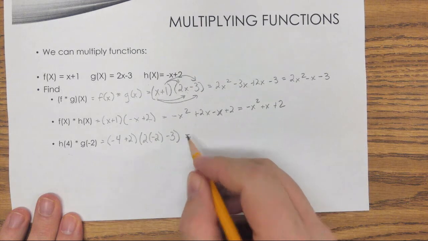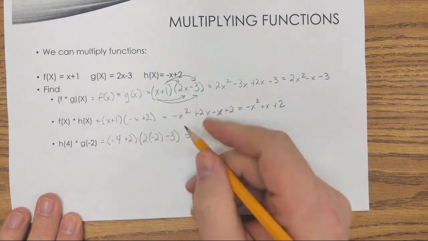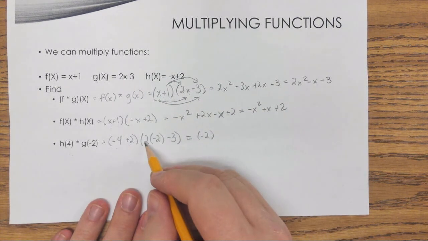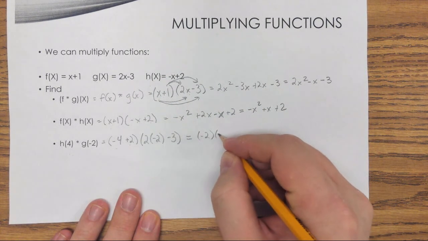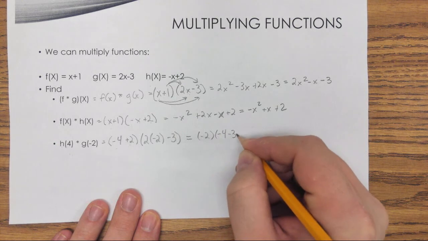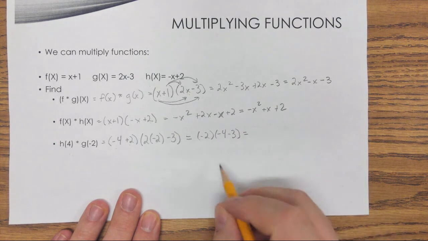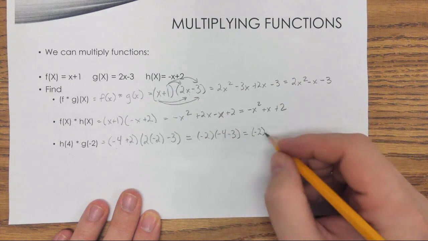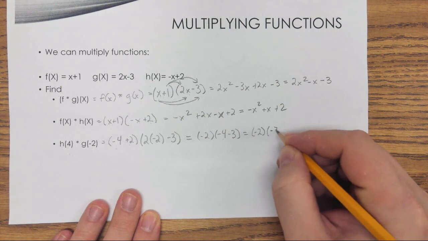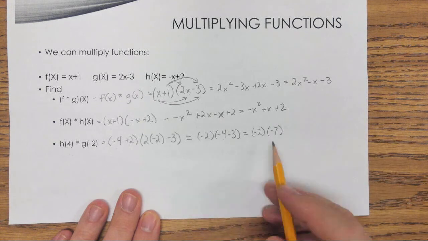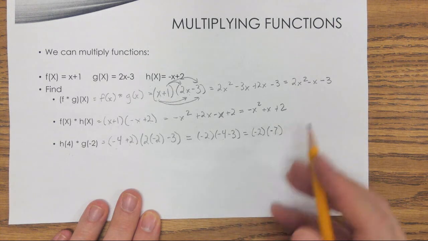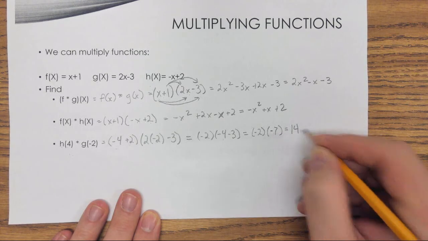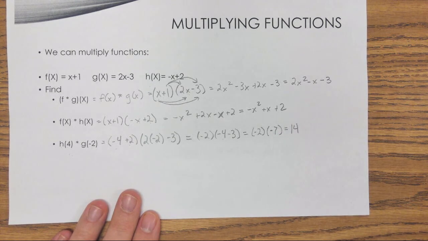Simplify things inside of here. Negative 4 plus 2, that's negative 2. This one is 2 times negative 2, so that's negative 4 minus 3. Couple more steps here. The negative 2 is going to stay where it is. Negative 4 minus 3, that's going to be negative 7. Then I multiply negative 2 times negative 7, and that's going to be a positive 14.